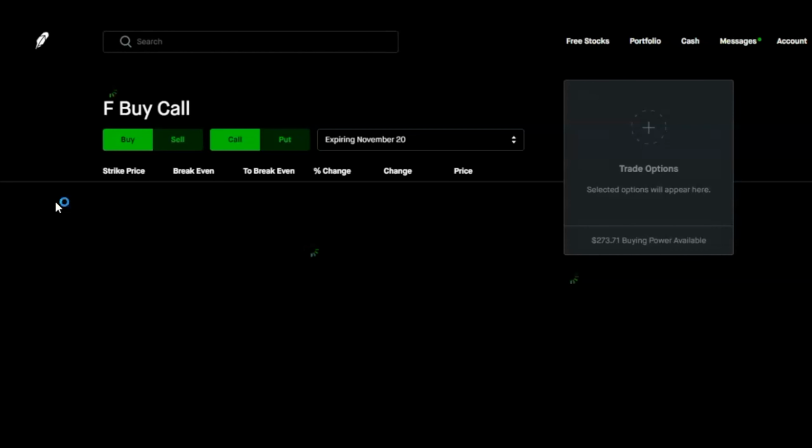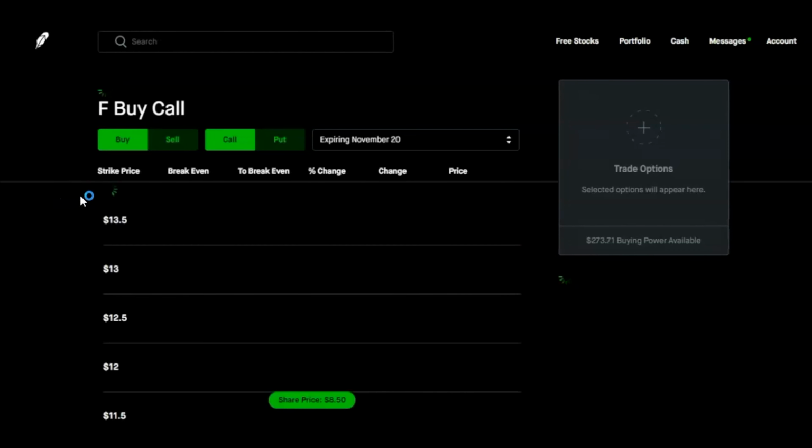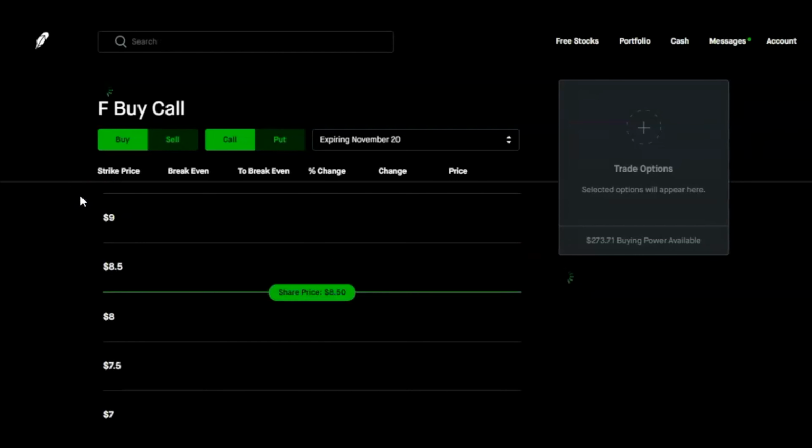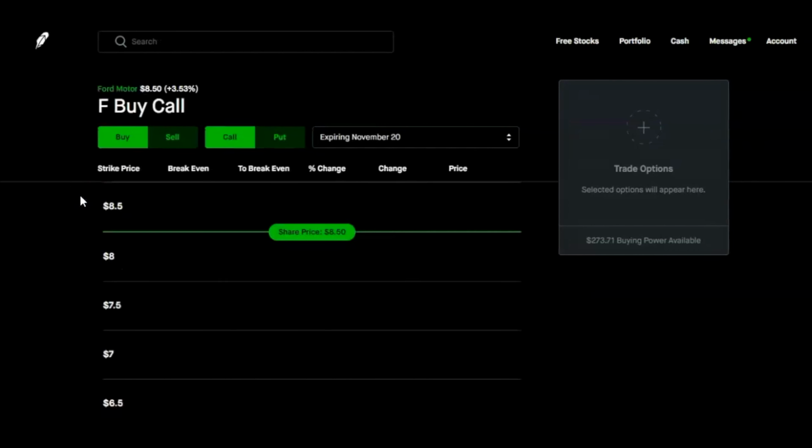So what is the options chain? Well, the options chain, as you can see, it's loading right now. It is basically all of the strike prices along with expiration dates for the calls and puts.